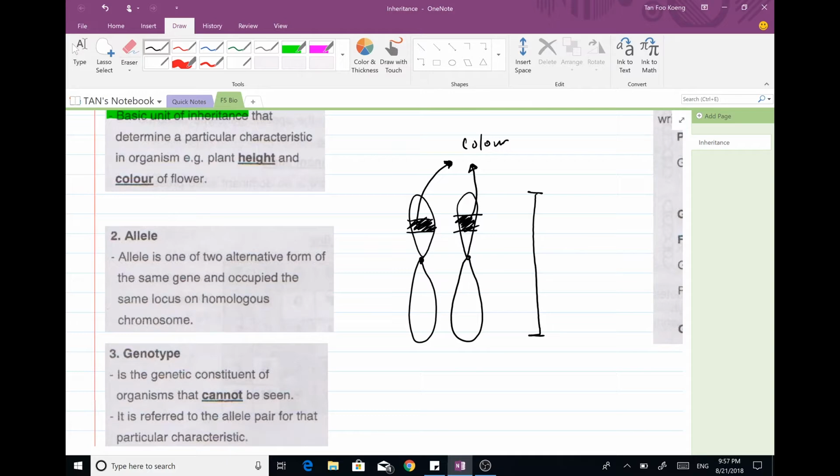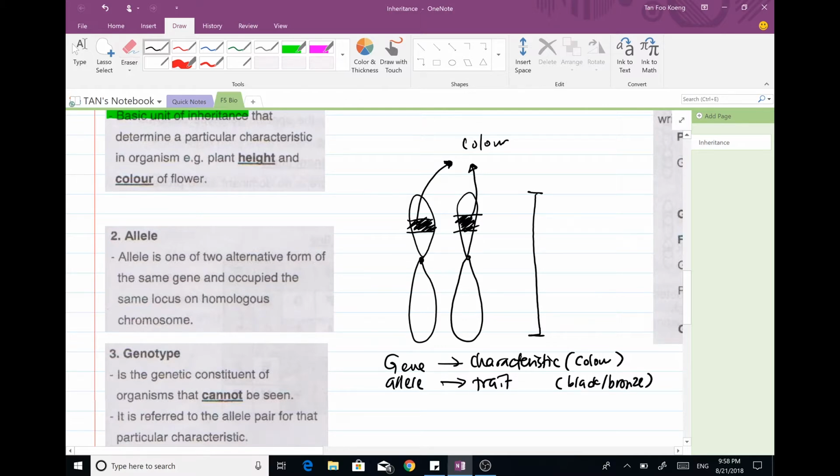Okay. Now, so we can come to this conclusion here. The gene determines the characteristic in that organism. Well, the allele, which is the alternative form of that gene, determines the trait of that specific characteristic. So example of characteristic would be, let's say, the color of the hair, and then the traits of that characteristic would be black hair or bronze. Okay, hopefully you can differentiate genes from alleles, characteristic from traits.